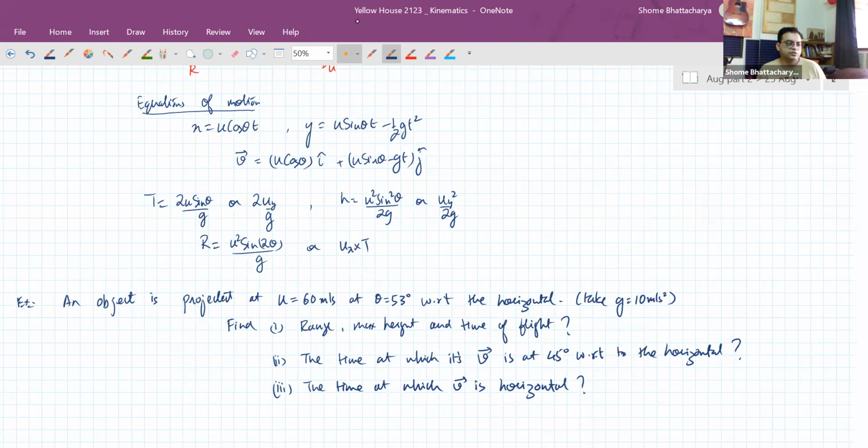Okay, so the second question is the interesting part in this particular example. The second part is that we have to find the time, because the particle is projected with this velocity with respect to the horizontal at t equal to 0. Now we have to find the time at which its velocity vector is making an angle of 45 degrees with respect to the horizontal.